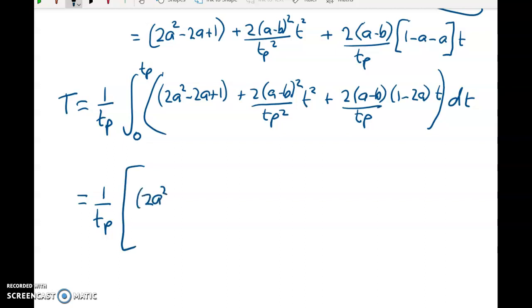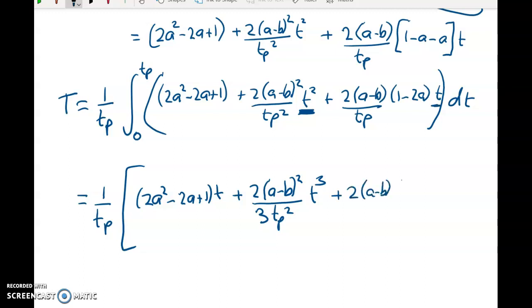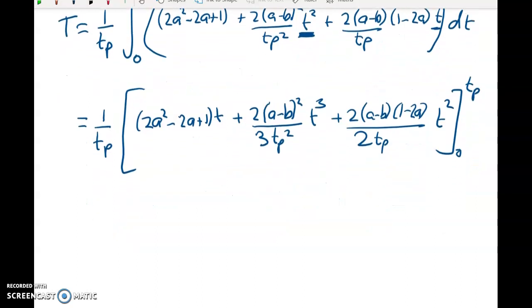So here we'll have the constant multiplied by t, plus 2 times (a minus b) squared over 3 TP squared, times t cubed, right? So this is a straightforward level 2 integral. Just a polynomial thing. Same thing here. We're going to have plus 2(a minus b)(1 minus 2a) over TP, and now that's going to be times t squared over 2. And you should see we're nearly there, right? Because a whole lot of those TPs are going to cancel out. Remember, this is the end of my time interval for the farmer.